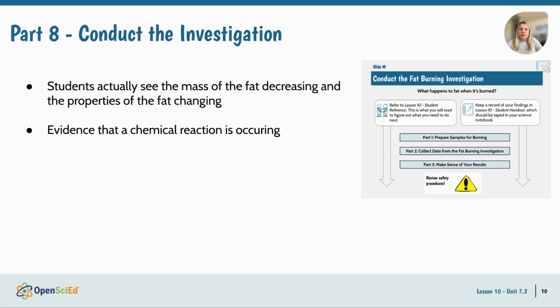Then on day 2, our second key moment happens in part 8. Here, students are actually able to see the mass of the fat is actually decreasing as it burns, and some of the properties are changing. This is similar to what's happening with McKenna and the fact that she's losing her weight. This, from their prior knowledge from past units, should help to solidify their idea that this might actually be a chemical reaction, but it also leaves them with some more questions and ideas for more data to collect to confirm it.